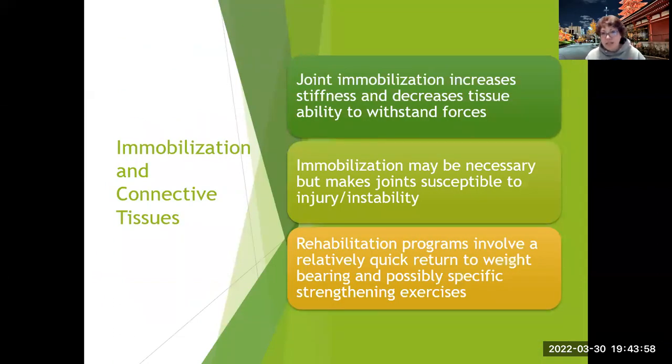When we immobilize connective tissues, it increases stiffness and it decreases the tissue's ability to withstand forces. That's important. Immobilization might be necessary in the case of a fracture or injury of some sort, but it makes joints more susceptible to injury and instability. So a lot of times it's like protected mobilization. The immobilization is important to protect the injury site, but we also have to have a relatively quick return to weight bearing and usually specific strengthening exercises in order to rehabilitate a joint injury or a ligament or tendon or muscle injury. So immobilization might be necessary early on, but we really want to return to protective weight bearing so we can strengthen those structures as well.